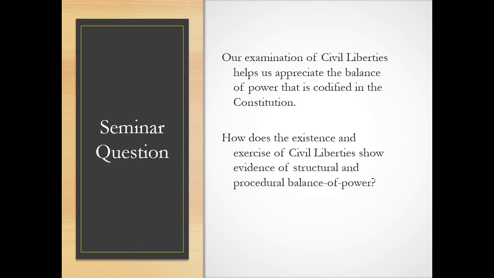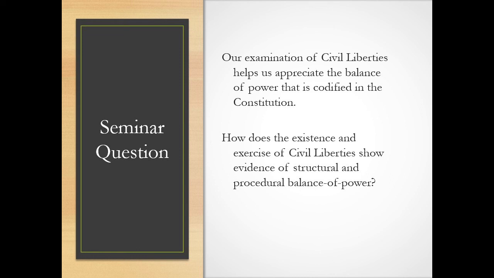So remember, your reader knows nothing. So you have to educate your reader in the structural balance of power. Paragraph 4 is defining that. Paragraph 5 is the procedural balance of power. How does this happen? How does the balance of power happen? The role of the electorate through regular elections, right?